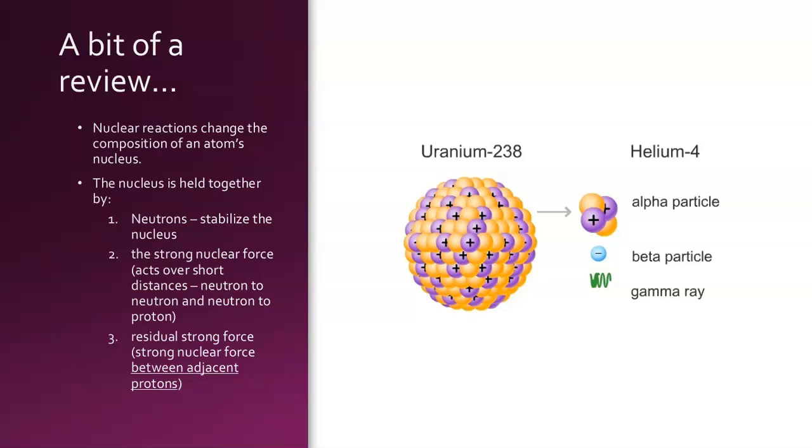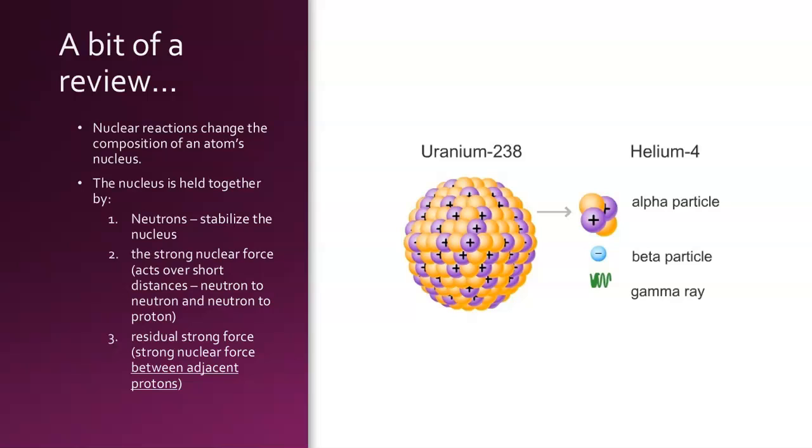Nuclear reactions actually change the composition of an atom's nucleus, and if you change the composition of the nucleus, you are likely to change the element itself, right? Because the element's identity depends on the number of protons, so if you change the number of protons in the nucleus, it's not the same element anymore.